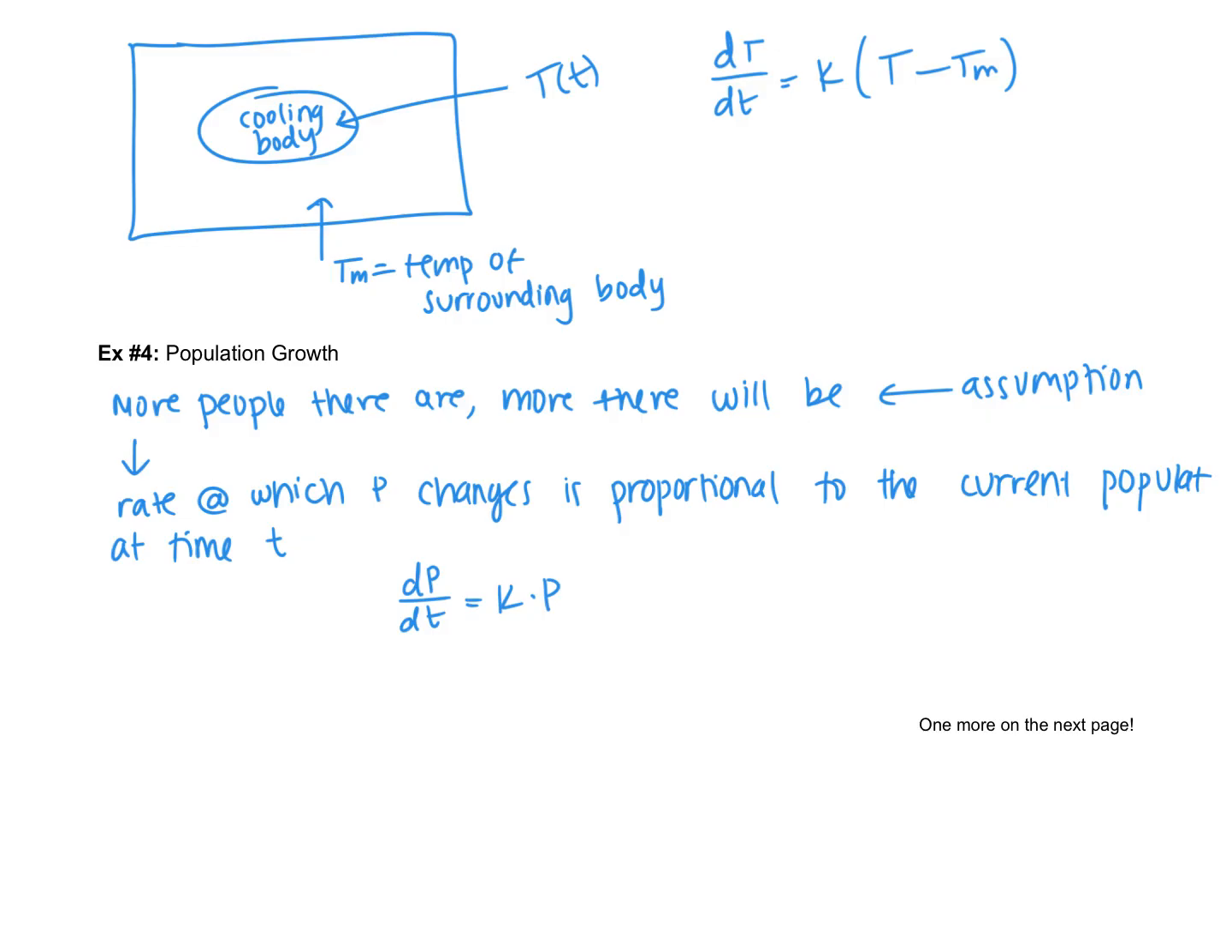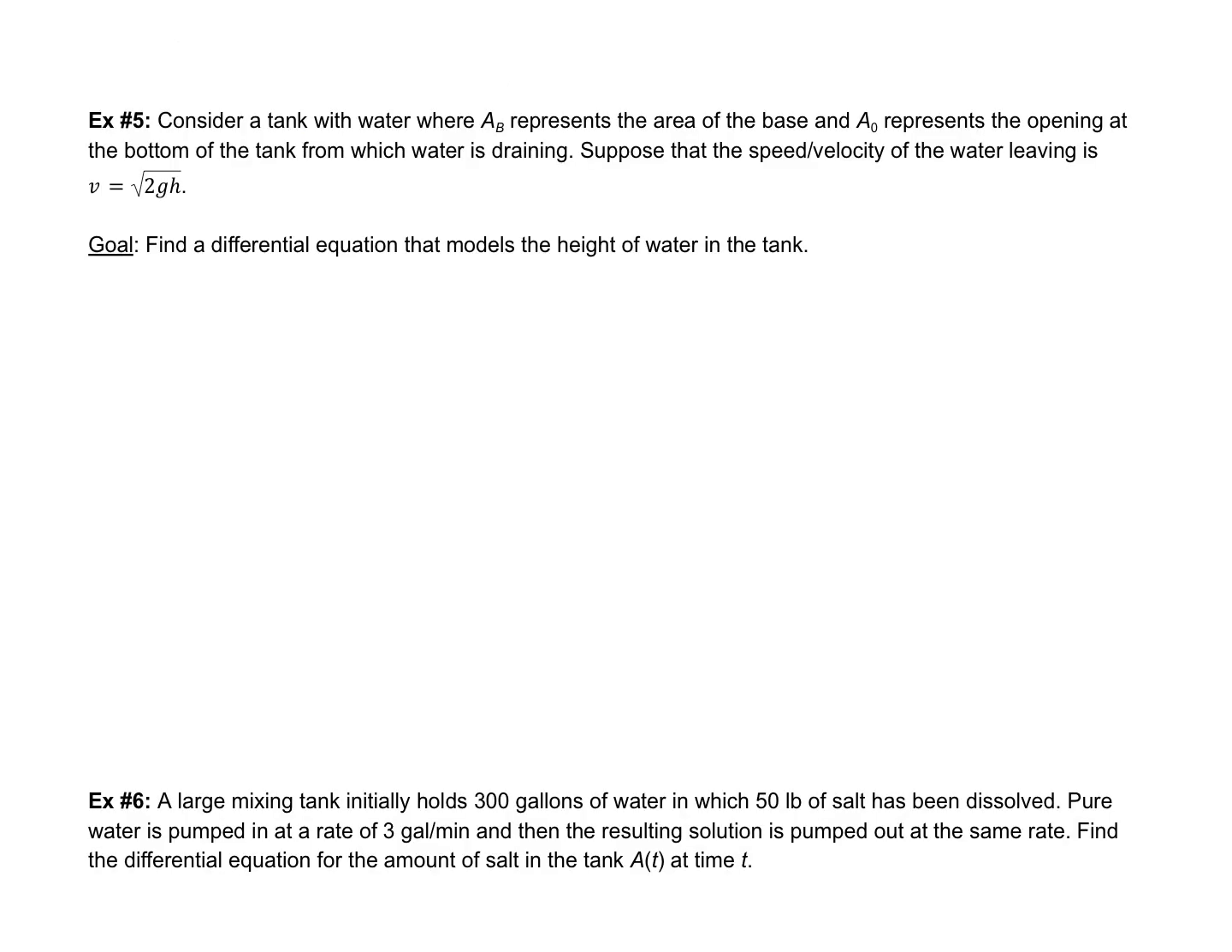Okay, so those are the ones that you've likely seen before and that are pretty quick. On the last page, there's actually two more that are certainly more difficult and going to have a little bit more work. So let's end this video with the last two examples. Okay, so we are going to consider a tank with water where A of B represents the area of the base and A of 0 represents the opening at the bottom of the tank from which water is draining. Suppose that the speed or velocity of the water leaving is given by V. What we want to do is find a differential equation that models the height of the water in the tank.